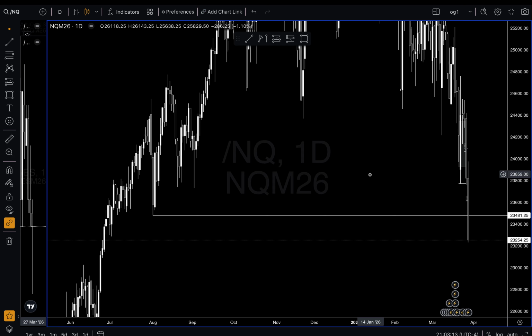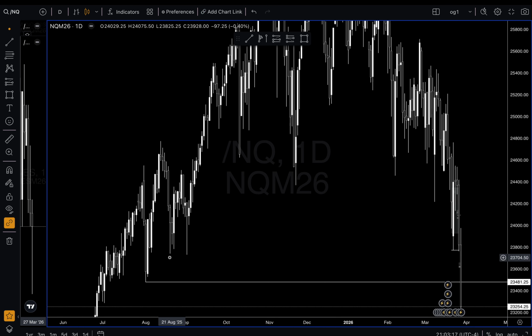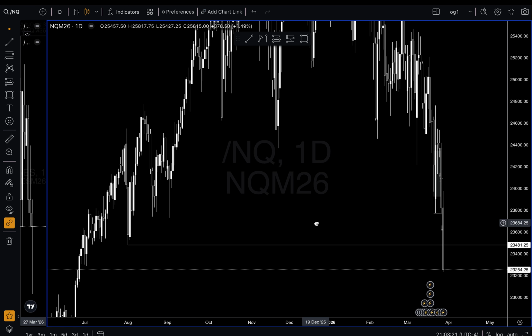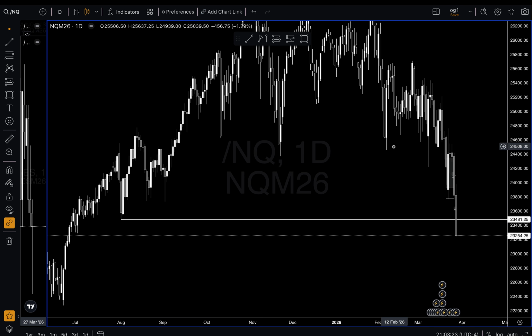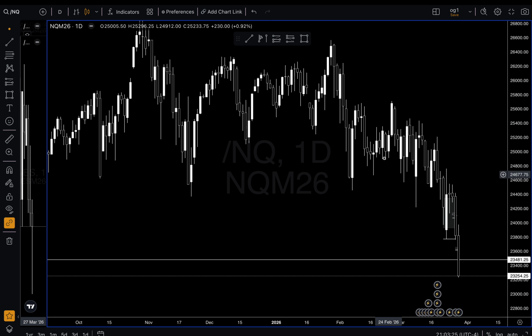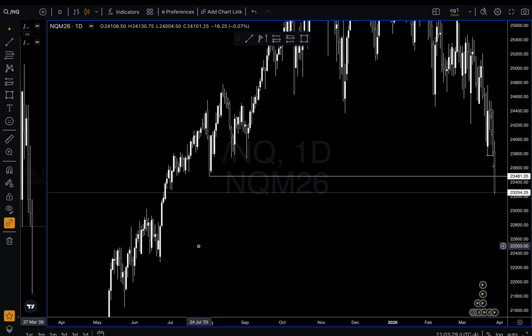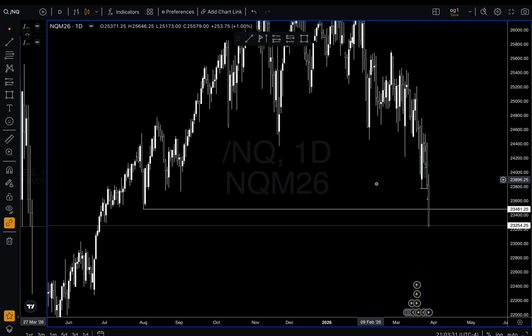It is what it is. In some ways it makes sense, since we did sweep all this liquidity right here. I guess you could make the argument to look for longs, but with this amount of bearish momentum to the downside, I'm targeting sell side. I don't see this coming up anytime soon.